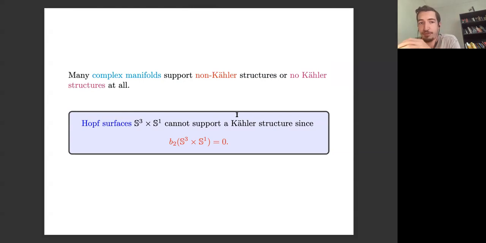So many complex manifolds do not support Kähler structures. Even if they happen to support a Kähler structure, they can of course support a non-Kähler structure as well. The standard example of a non-Kähler manifold is the Hopf surface, which, because its second Betti number vanishes, the argument from before shows doesn't support a Kähler structure. This is kind of the boring example. This is the standard one that everyone knows.